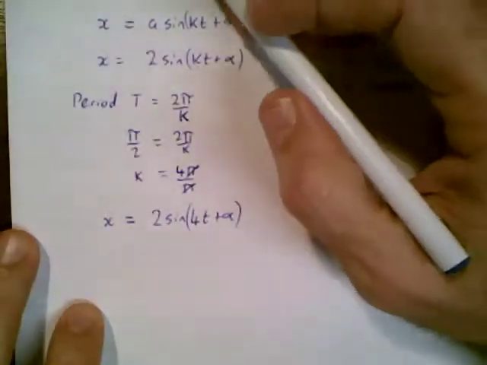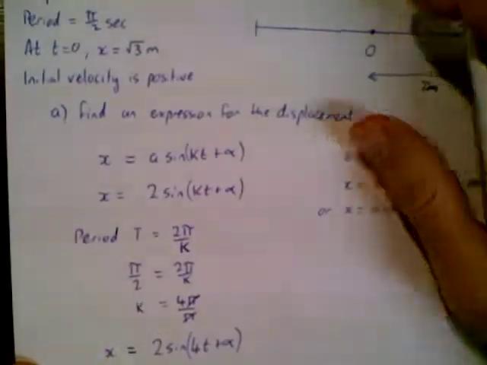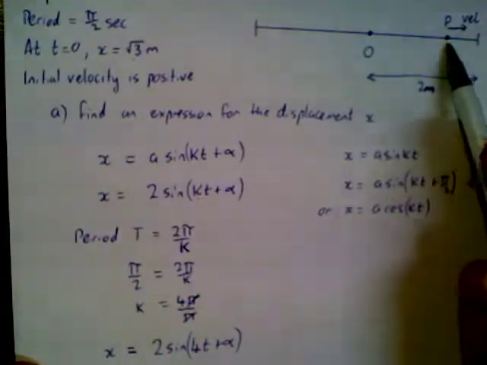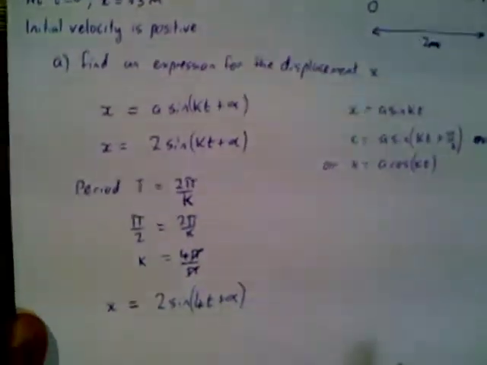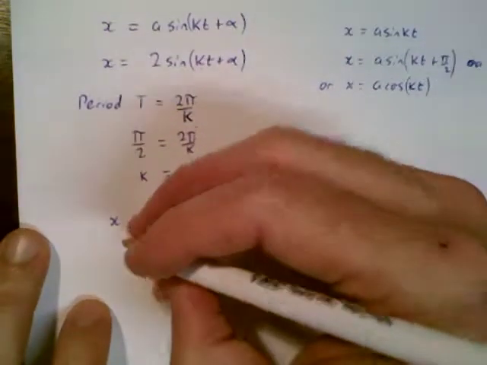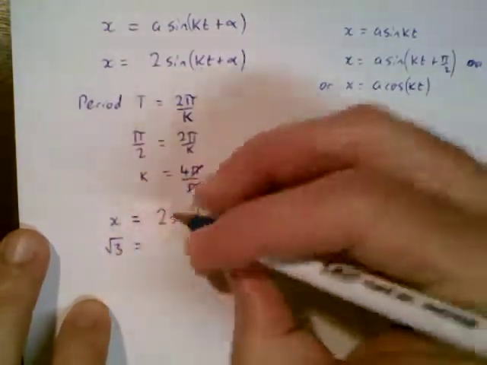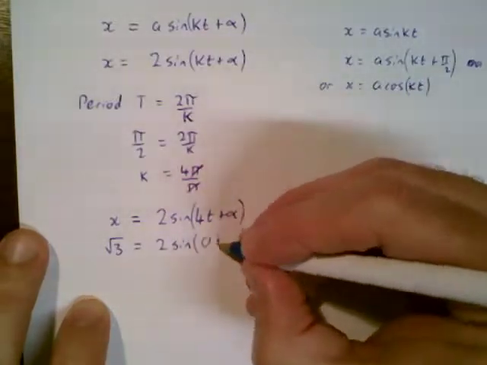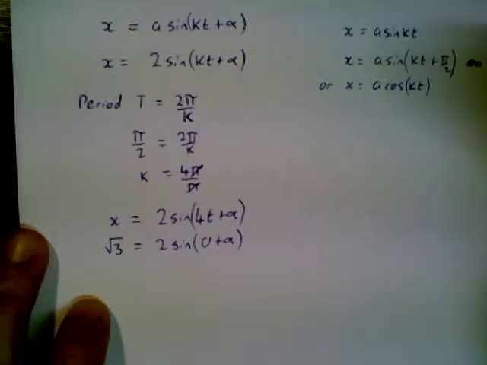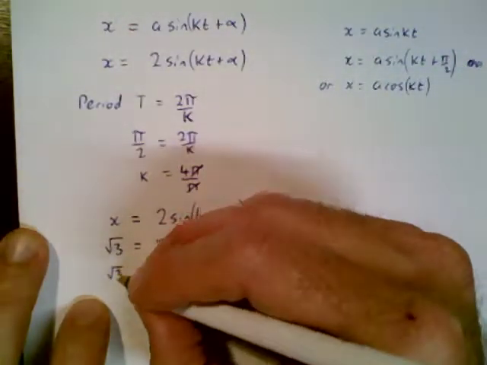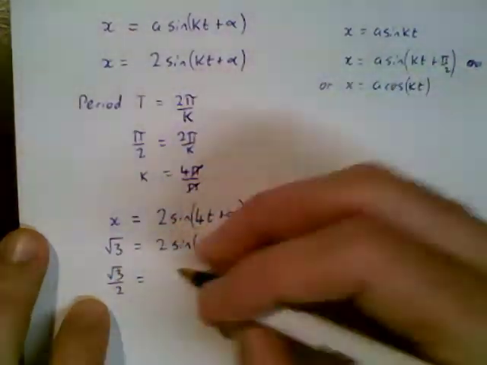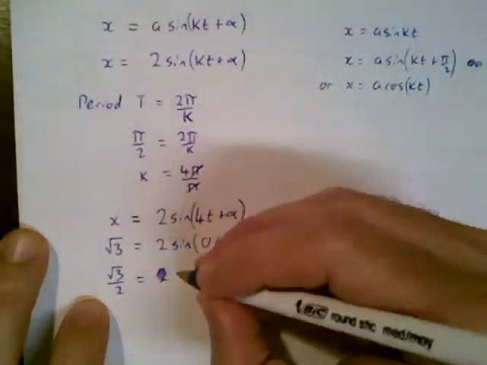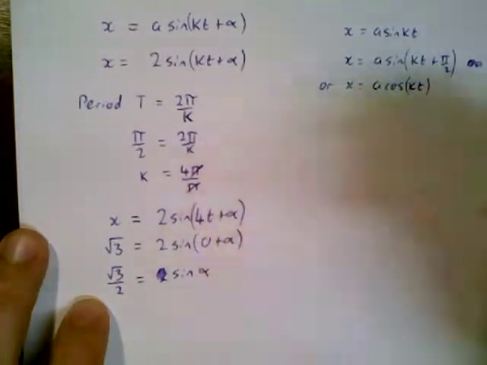Okay, so now to get our equation, all we need to do is find this alpha value. We can just do a simple substitution here. Going back to what we had up here, which was at t equals 0, displacement is equal to √3, we can just substitute that in. So we have √3 is equal to 2 sine(4 times 0 plus alpha). Or if you like, we have √3 over 2 is equal to sine alpha, the 2's gone there.